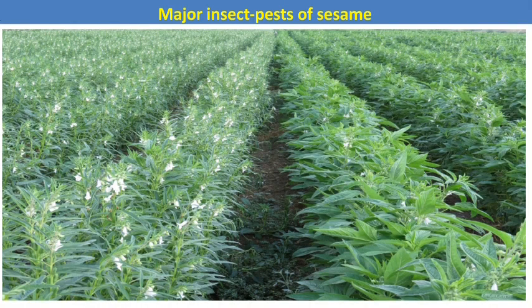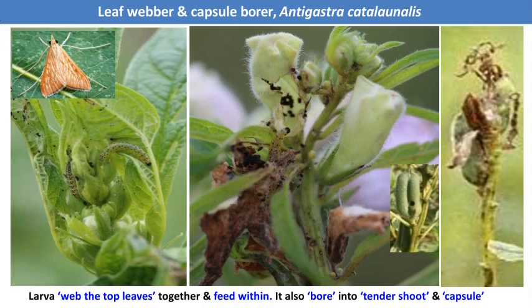Next is the sesamum crop. In that, the first is the leaf weaver and capsule borer. It is a Lepidopteran pest. The caterpillar is the damaging stage. After hatching from the eggs, the caterpillar webs the top leaves together and feeds within, and it also bores into the tender shoots and the capsules. Hence the name leaf weaver and capsule borer.